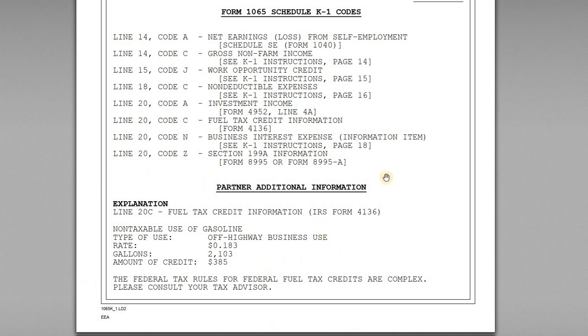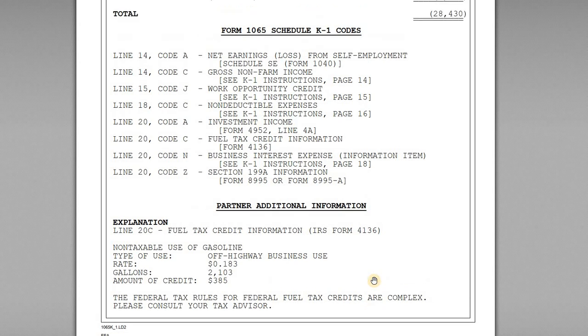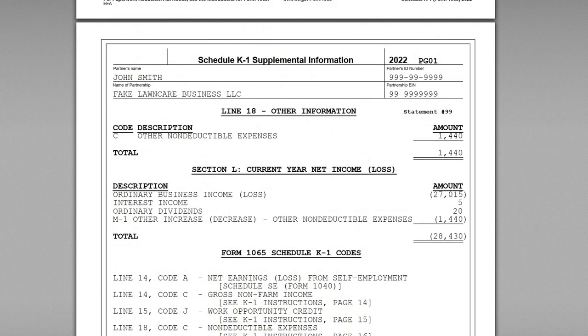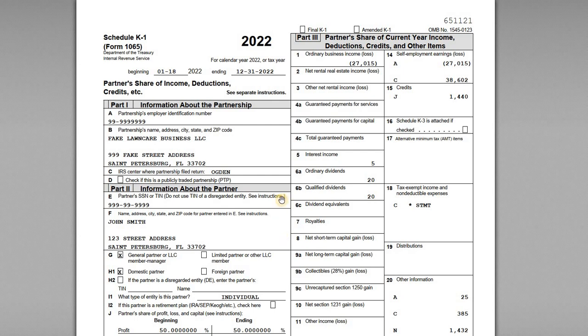Now, this is very often overlooked, frankly. A lot of these credits and things that happen at the partnership level, all of this information has to be separately stated and provided to the partners, because the partnership itself cannot claim these things. It can pass on the information, but it can't claim them. So it's very important that all this is provided to the shareholders, the partners. This is a partnership.